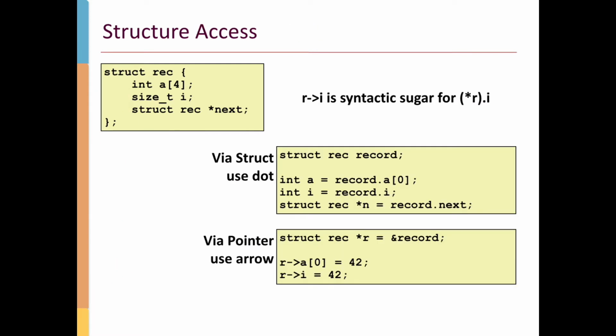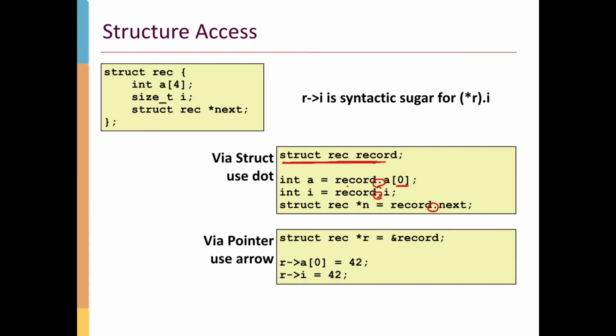So having defined a structure, let's talk about how we access its elements. You're familiar already probably with the dot operator, and if we have a structure that's declared as such as opposed to a pointer to a structure, we can just use the dot to reference its elements. So to get to the array a, we just say record.a and then give an index to figure out which of the integers in there we want to talk to. If we want to get at element i, we just say record.i and then record.next to get to the pointer.